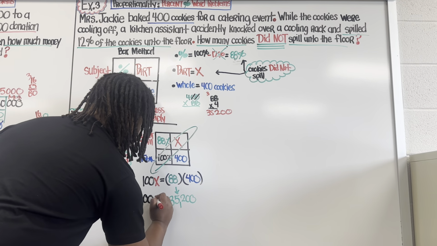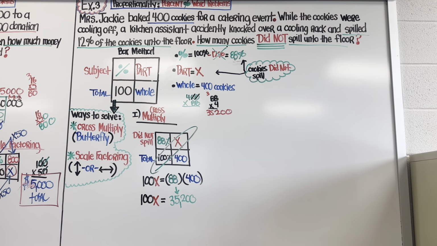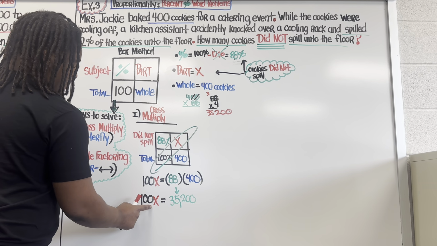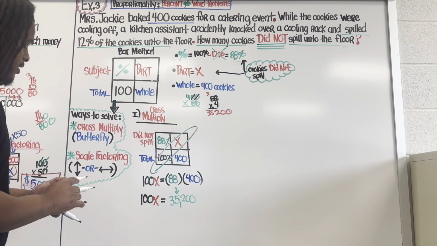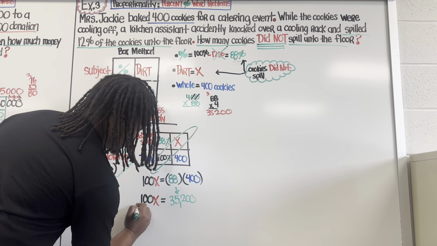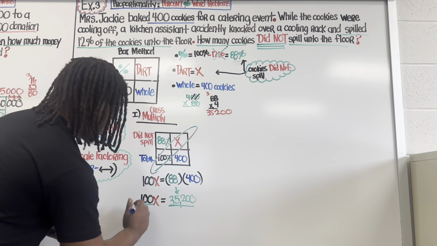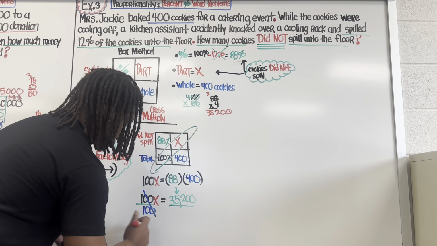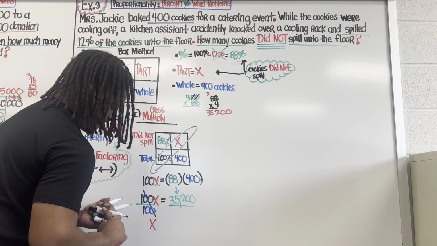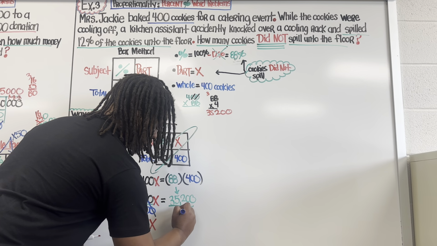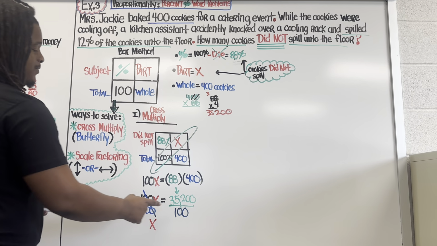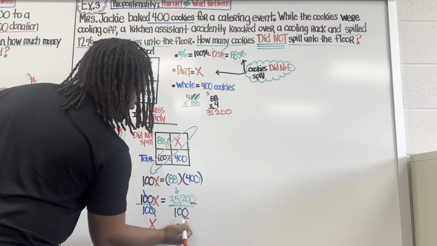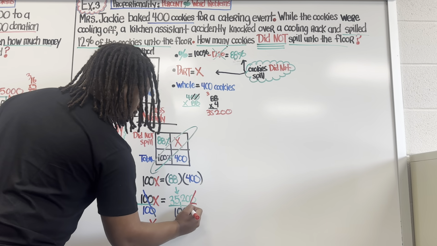100x. Okay? Once again, guys, in order for us to find out the value of x, we got to divide both sides by the value that's attached to x, okay? Which is 100. All right? So I'm going to divide both sides by 100. So 100x divided by 100 is just x, right? And then 35,200 divided by 100. Remember, guys, whenever you're dividing, if the numbers have zeros in the ones place, you can cross out those zeros, right? Boom, boom.